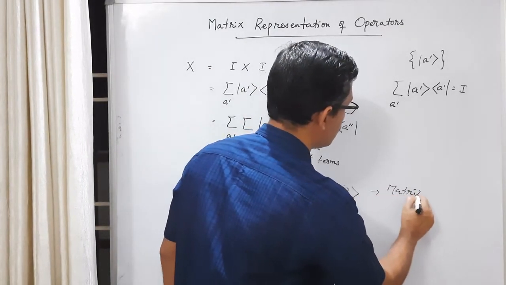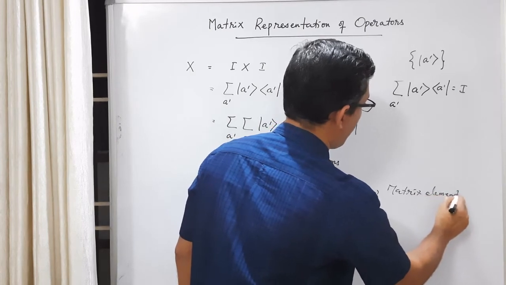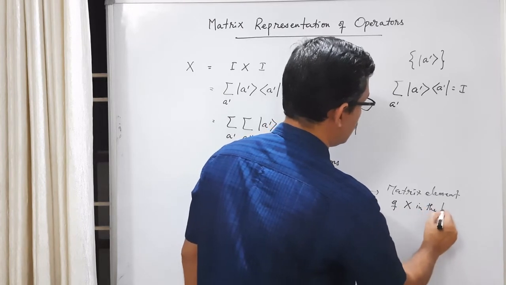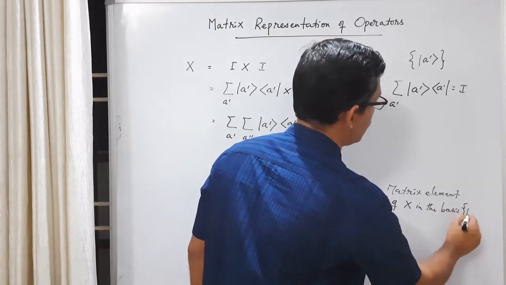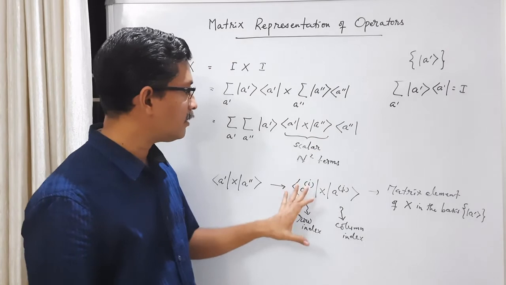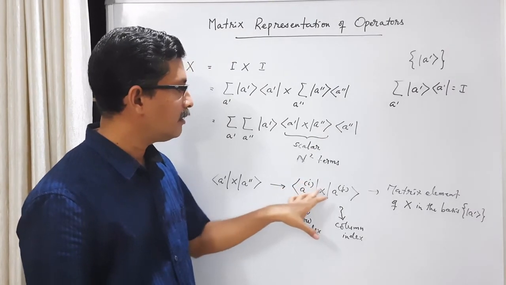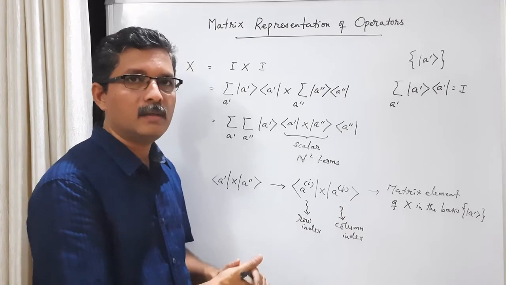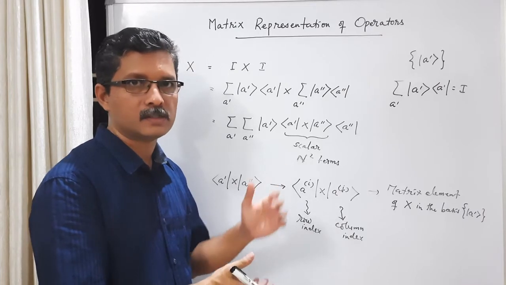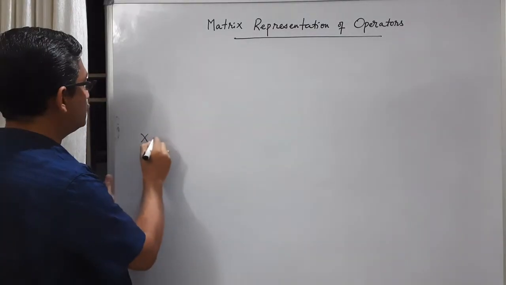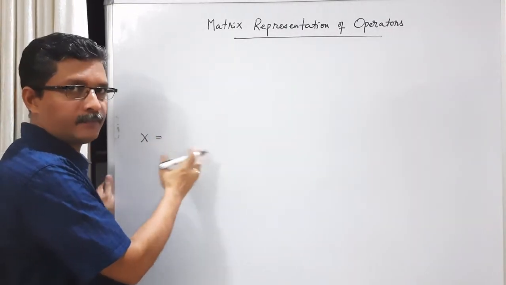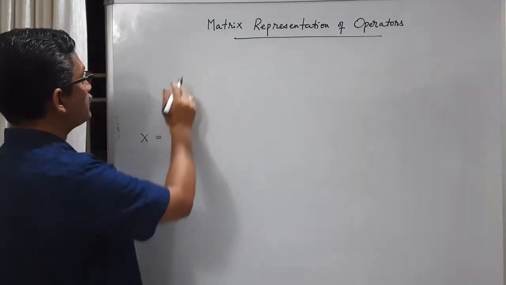Matrix element of x in the basis ket a prime. So in the given basis, the matrix element of the operator can be written like this, and let us see now what the complete matrix representation is. Let's try to understand the meaning of each matrix element. Operator x, when I write equals, it just means that it is represented by this matrix.